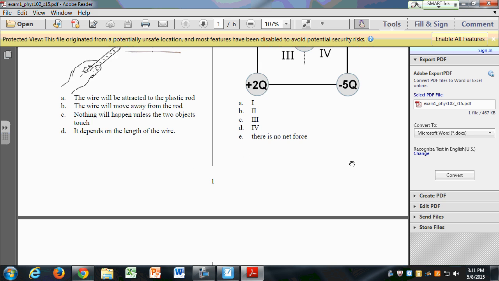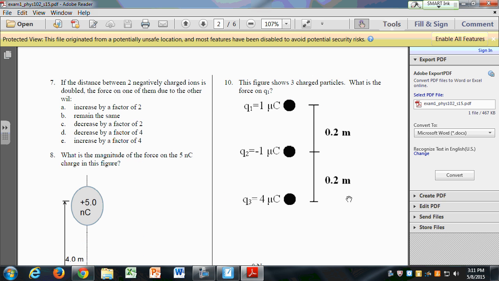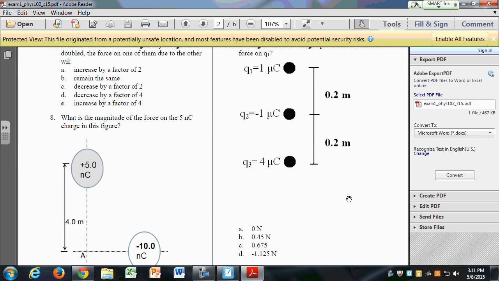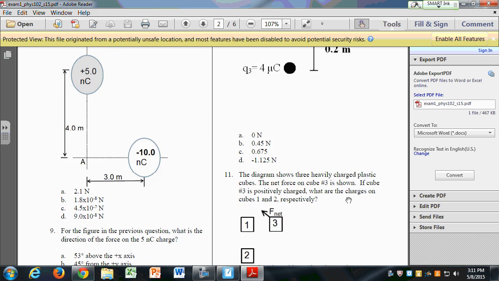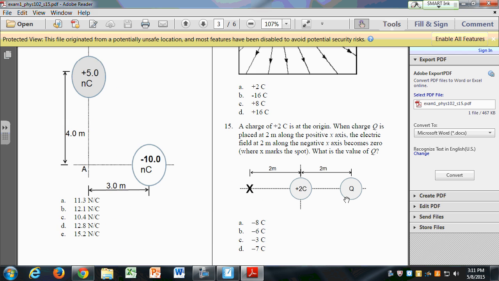All right. I know y'all probably haven't worked through the test very much, but questions? What about number 15? Number 15.